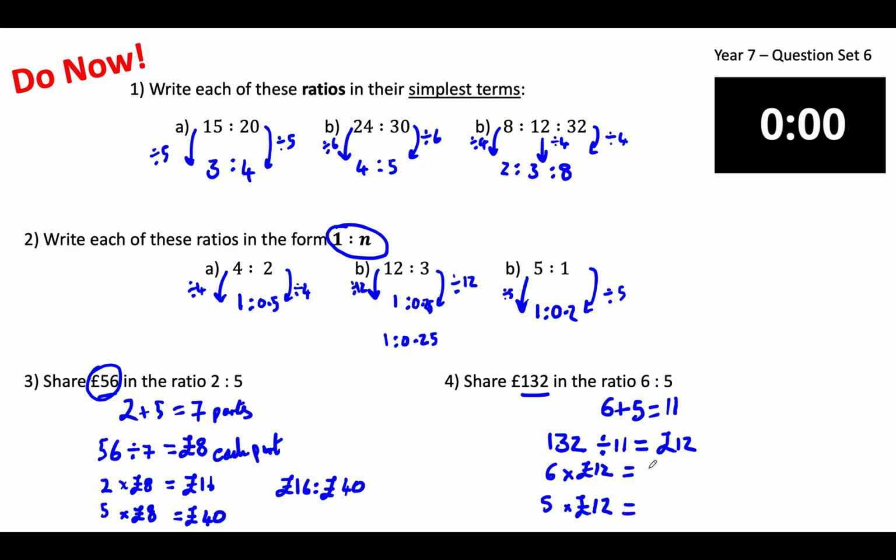So 6 lots of £12 is 60. No, it's not. 6 12s are 72. I was thinking ahead there, because 5 12s, they are 60. That's what they're supposed to be. And again, I'm just going to write it in a ratio, because sometimes the questions like you to do that. So 72 to 60, which is still in the proper ratio of 6 to 5.